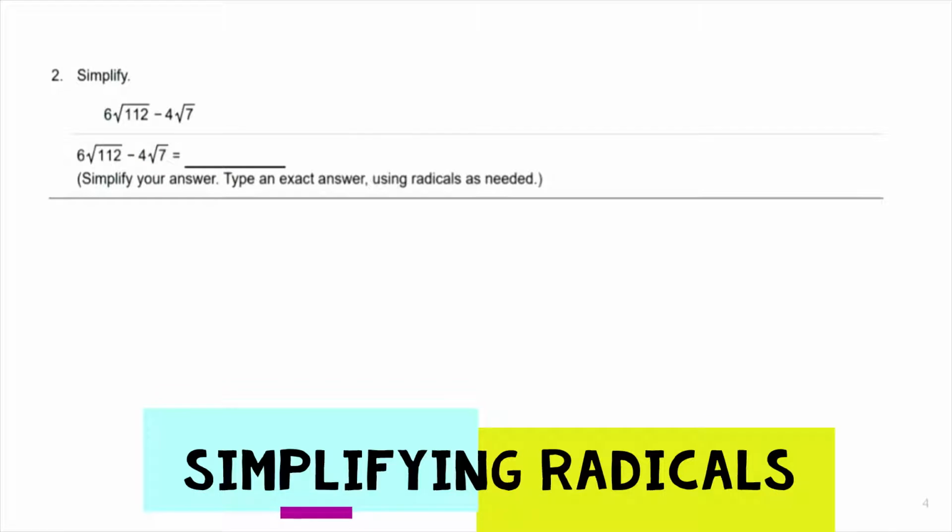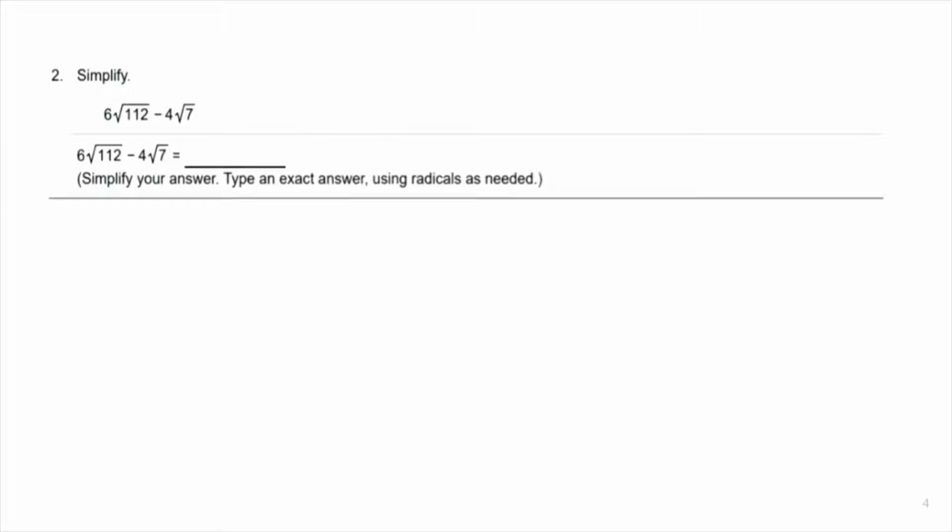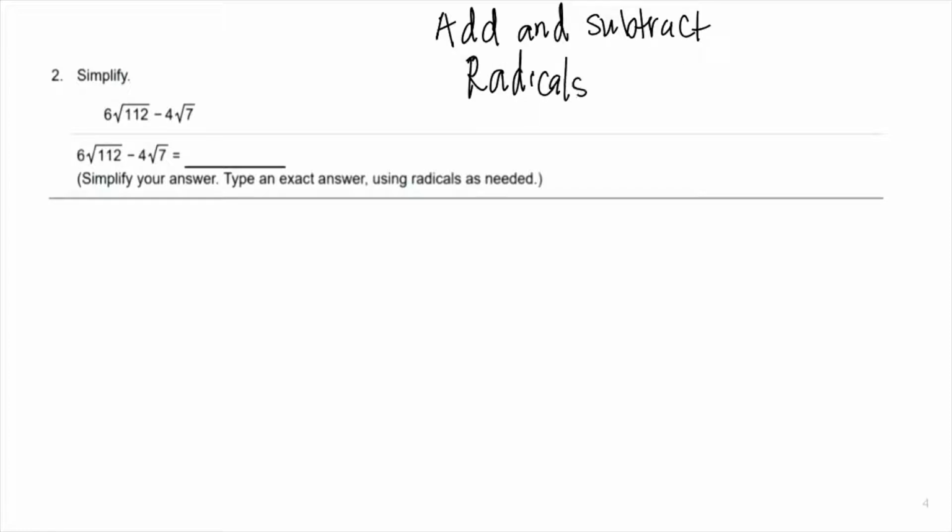Simplify this radical. Add and subtract. Radicals have to be like. So we have to look at each one first. By looking at it, a lot of students might say, oh, they're not like and it does not exist or something. But we want to see if we can break them down.